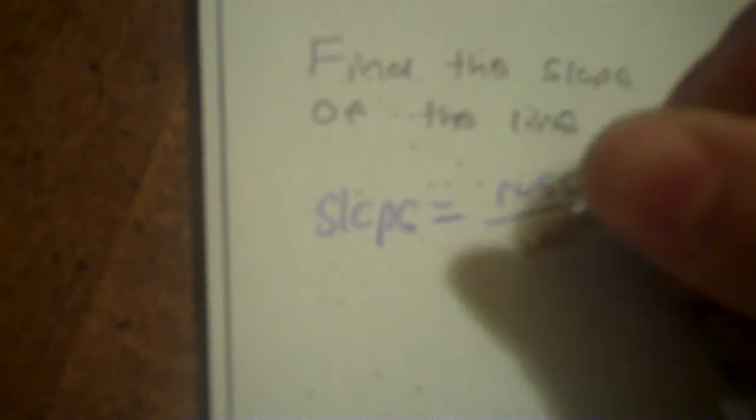Okay. Find the slope of the line. Alright, we already did this before. This is kind of a recap assignment. So find the slope. Remember, the slope of a line is the rise over the run. You've got to know your starting point.